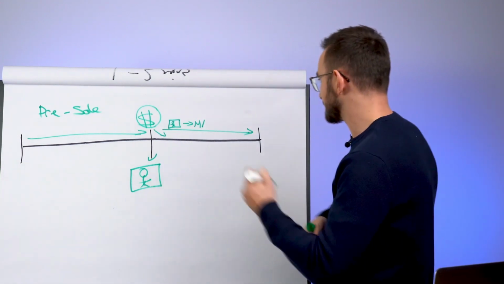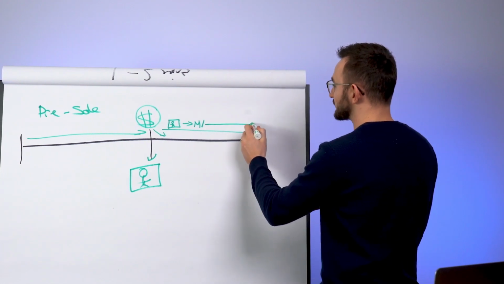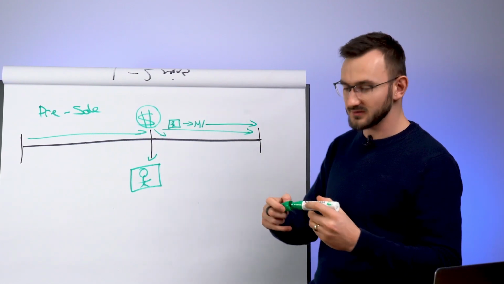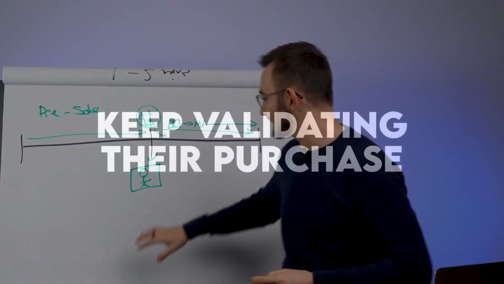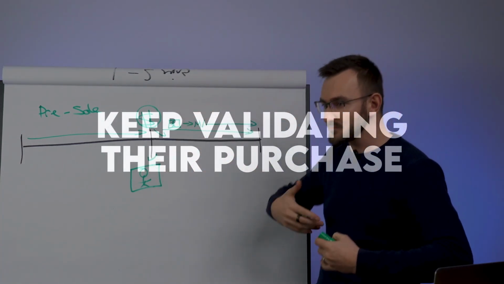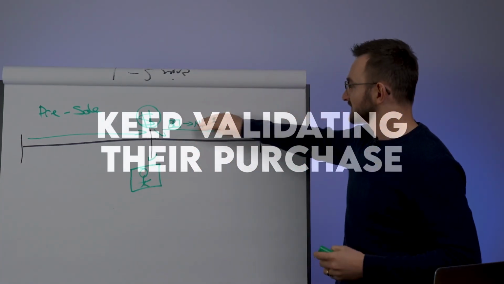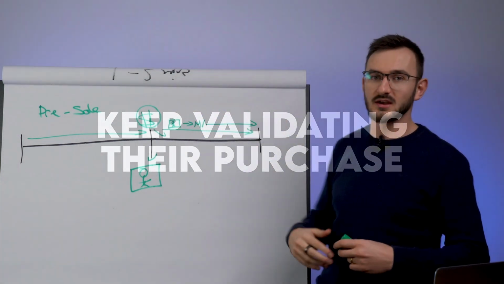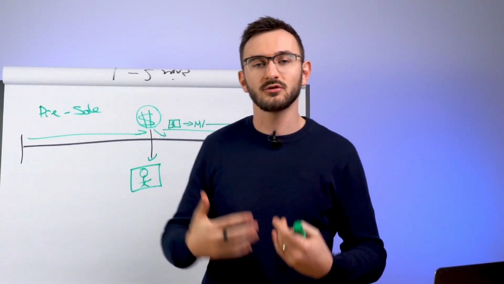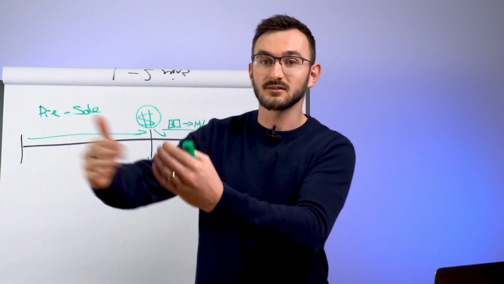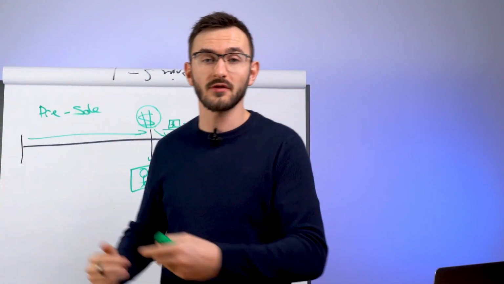And the final thing that I want to share with you is that as they then progress through the rest of the product or the rest of your deliverables, keep validating the purchase that they've made. Keep reminding them that this is all going to make sense as they go through. Keep doing what we call future pacing, which is reminding them about the future, where we're going to get to, the goal that they want.